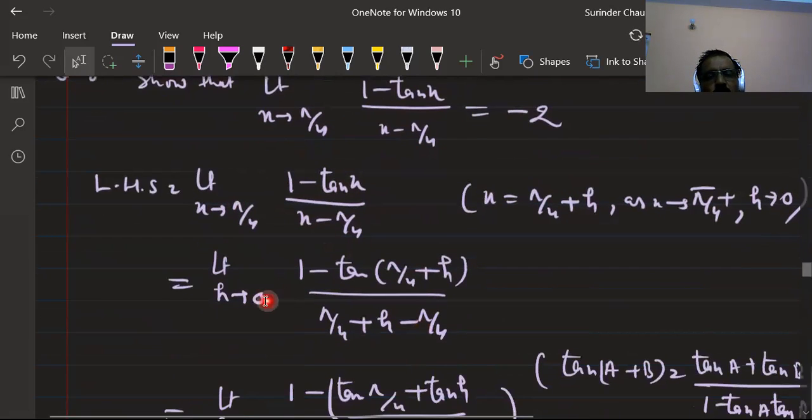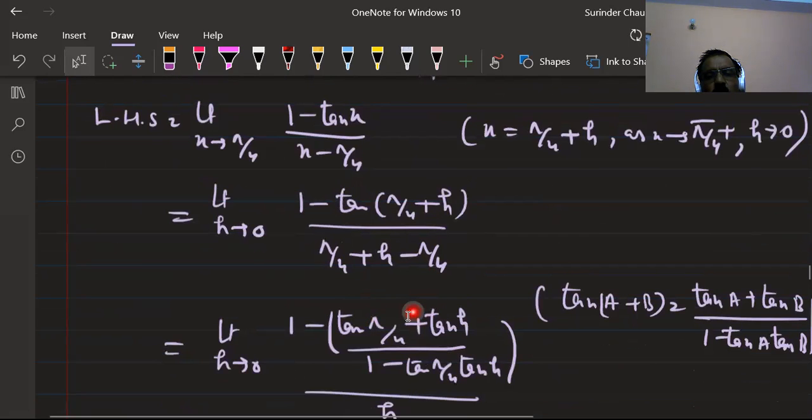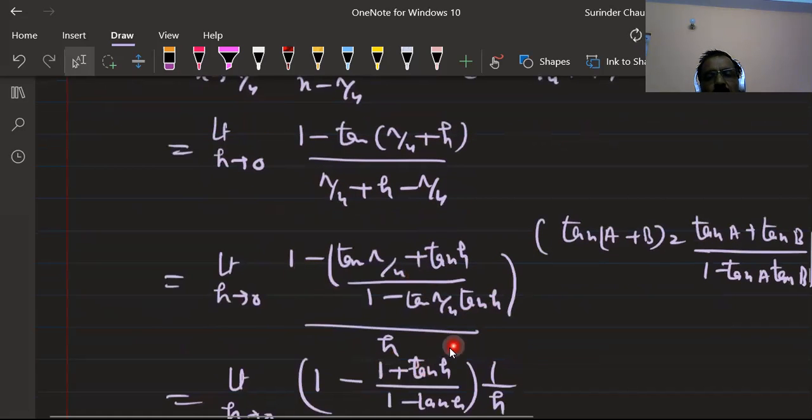So by substitution, changing the limit to h going to 0 of (1 minus tangent of (pi by 4 plus h)) upon (pi by 4 plus h minus pi by 4), where pi by 4 cancels. We use the formula tangent of (a plus b) equals (tan a plus tan b) upon (1 minus tan a tan b), and differentiating, we get (1 minus tan h) upon (1 plus tan h).